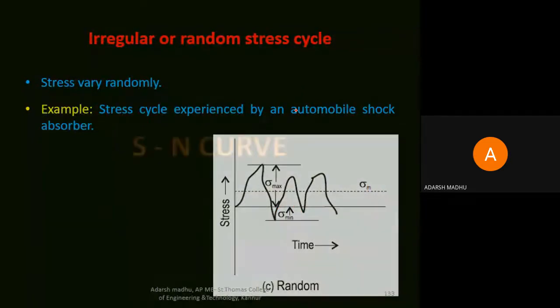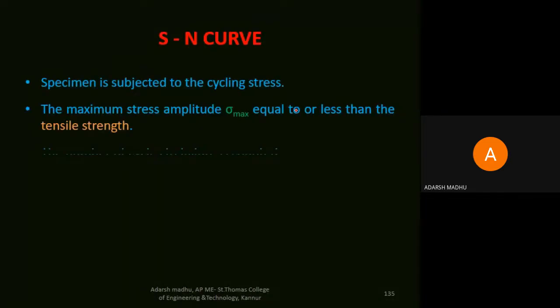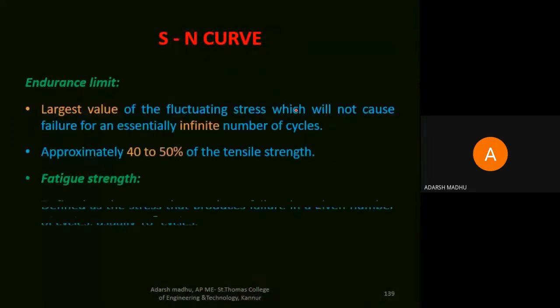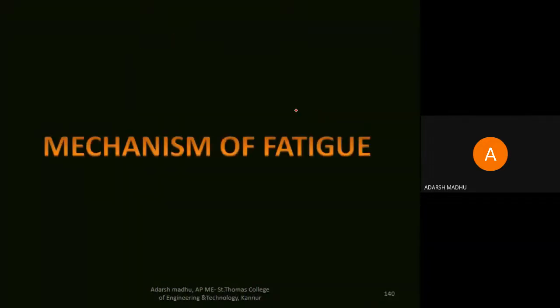Then we move to the S-N curve. Before studying the curve, I think we want to study the mechanism of fatigue. Mechanisms of fatigue. So we have studied fatigue as the failure of any material. We can explain fatigue as a failure of a metal. So what are the mechanisms of fatigue?